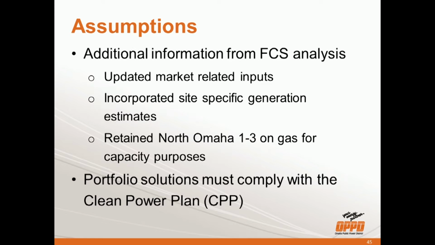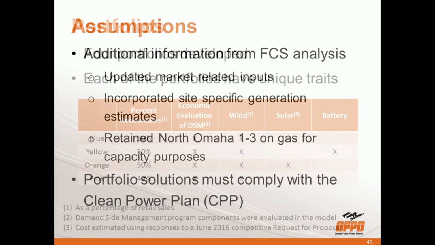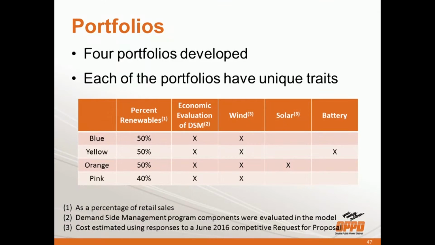As we get out of the assumptions here, we'll get into the sample portfolios that we created. There were 4 of them, and as you can see from the summary slide, the 4 portfolios have some attributes in common, and they have some attributes that are unique. And so, obviously, you can see from the portfolios on the left, going from blue, yellow, orange, and pink. That's how the portfolios will be identified from here on out.